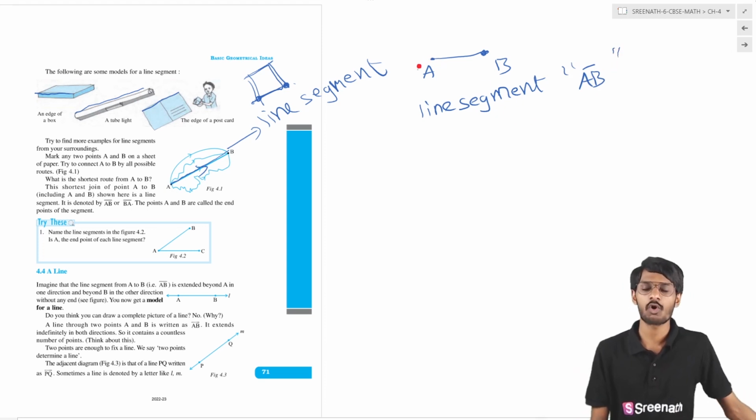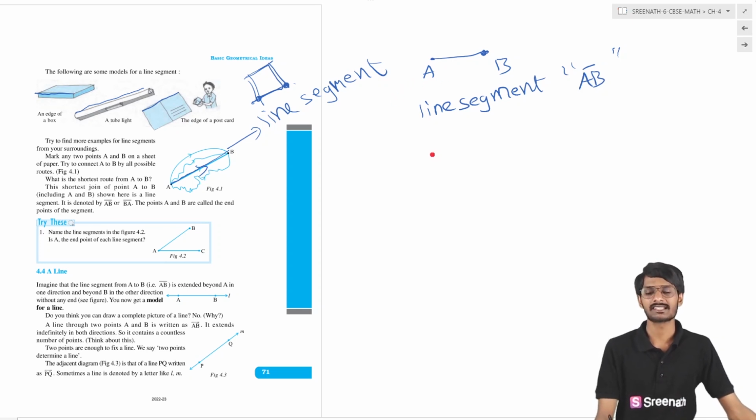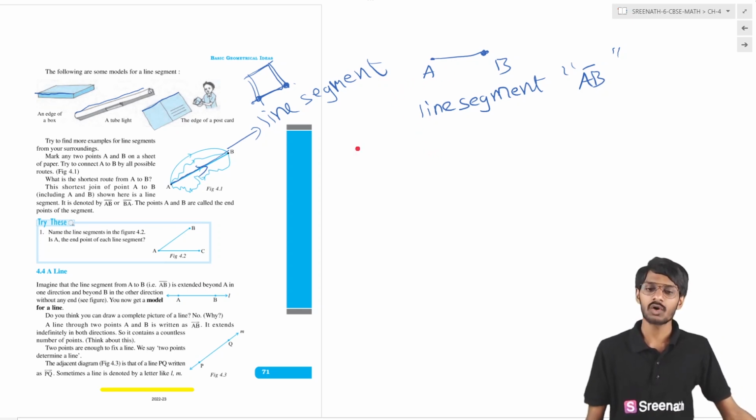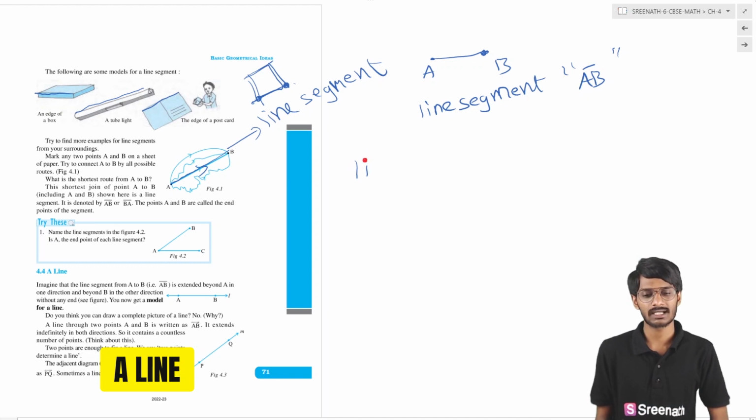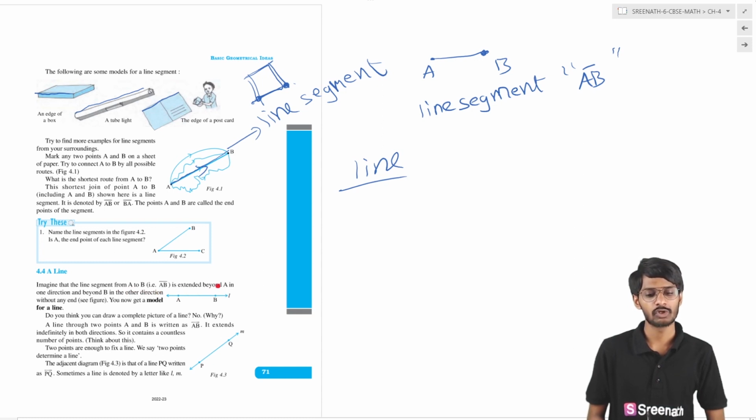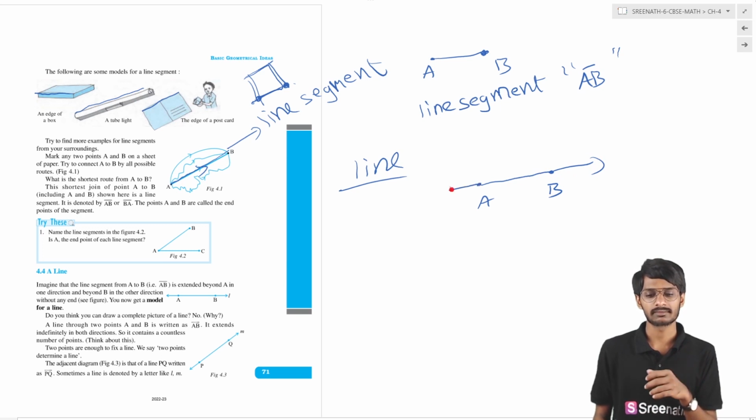Okay, we represent a point by a dot, and name it by a letter, students. That is our line segment. Now we are going to discuss the line. So what is a line? Basically, imagine that the line segment from A to B is extended beyond A. Suppose there is a line segment from A to B. If you extend this line segment beyond B and beyond A, then where will it go?